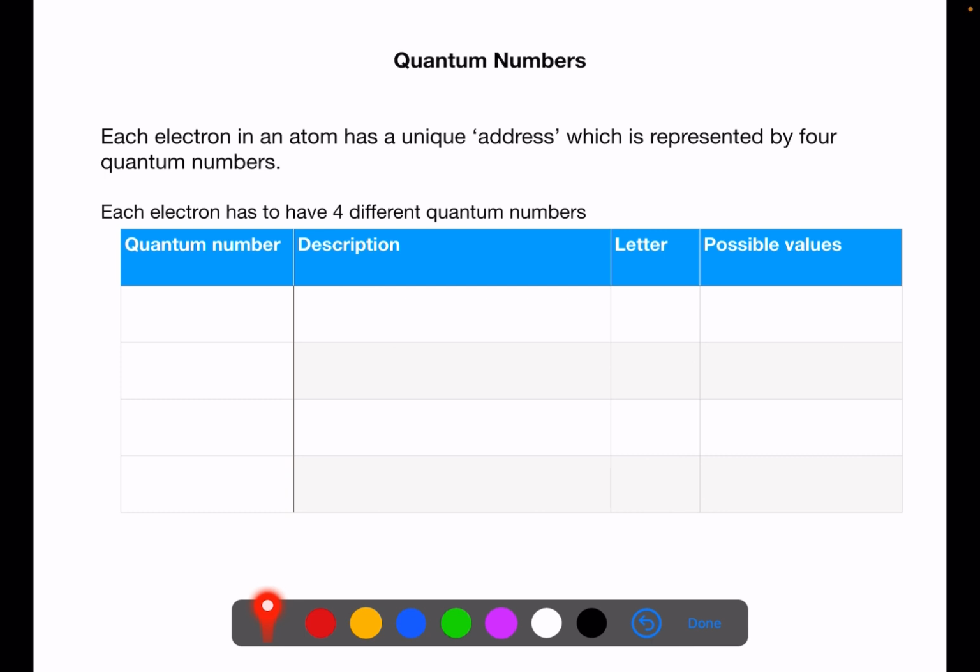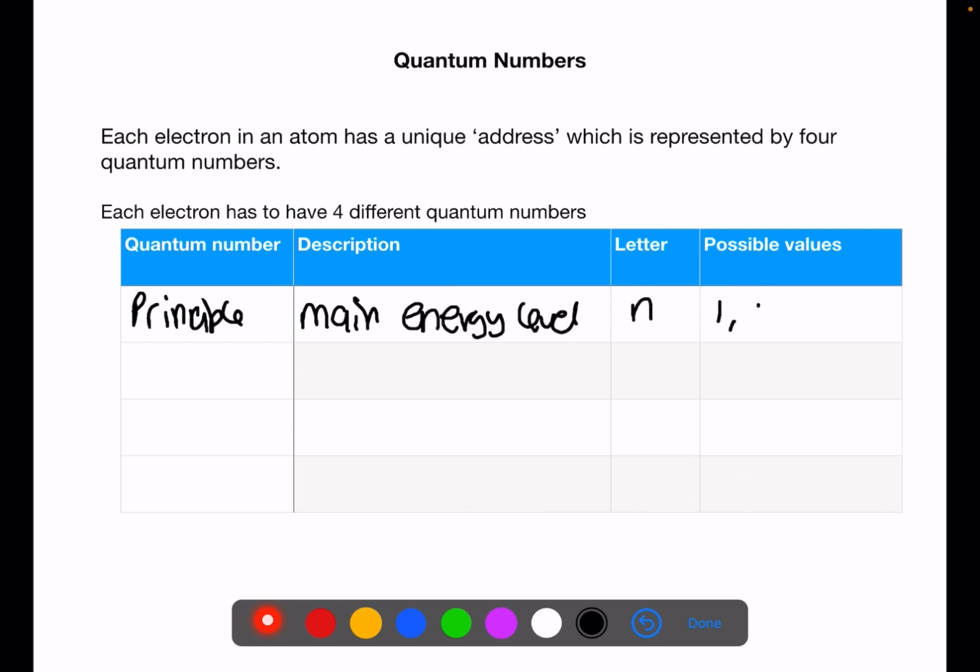Let's look at what the quantum numbers actually are. Each of the quantum numbers has a name. The first one is called the principal quantum number. You are used to the principal quantum number. This is the energy shell, and you have been dealing with these since S3 National 5. This is your main energy level. Think of that like the big circle you used to draw before you drew in electrons. It's given the letter n, and it has possible values of 1, 2, 3, etc.